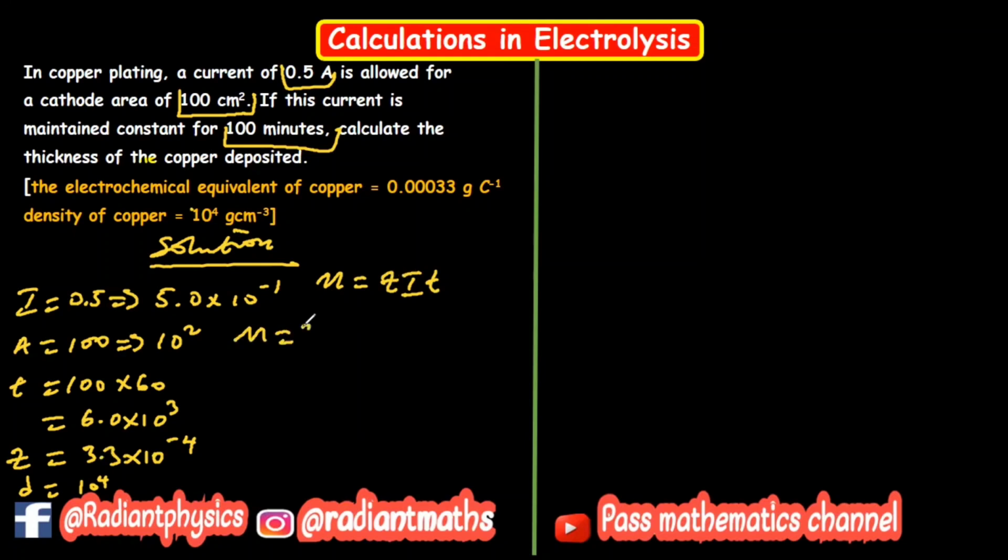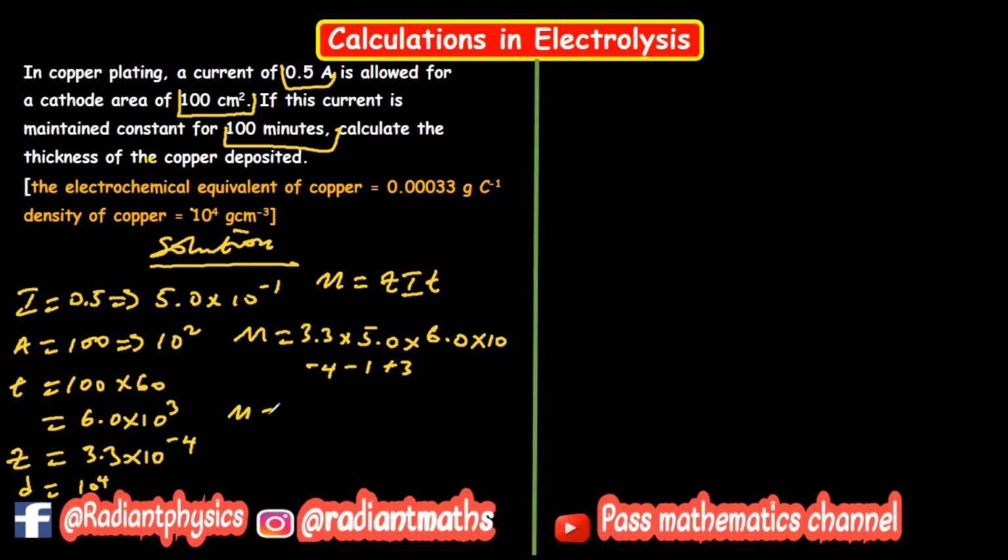Our mass of the copper is going to be 3.3 times the current, which is 5.0 times 10 to the power of minus 1, times the time, which is 6.0 times 10 to the power of 3. Remember, everything is in standard form, so in base 10. For the powers, we have minus 4, then minus 1, and then plus 3.